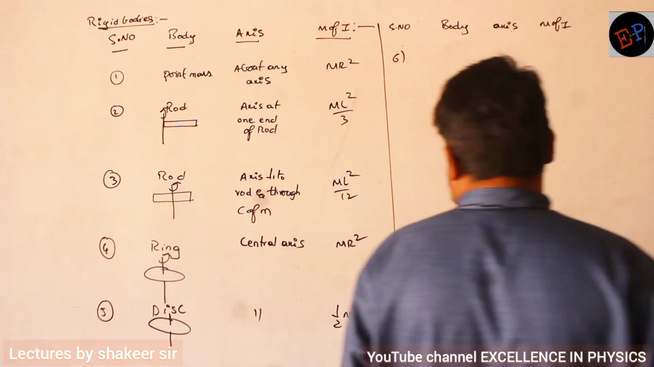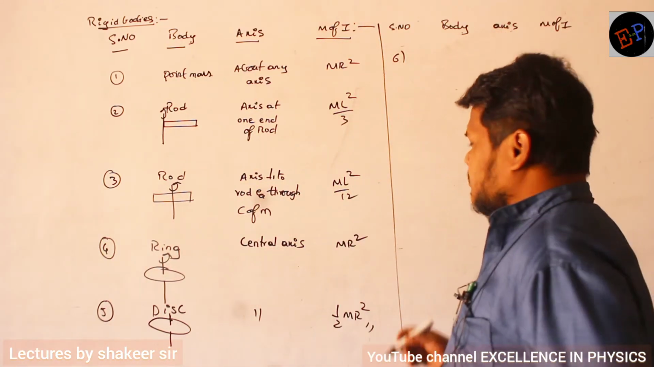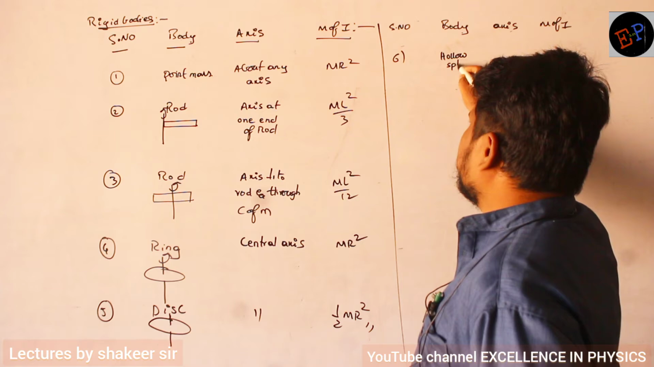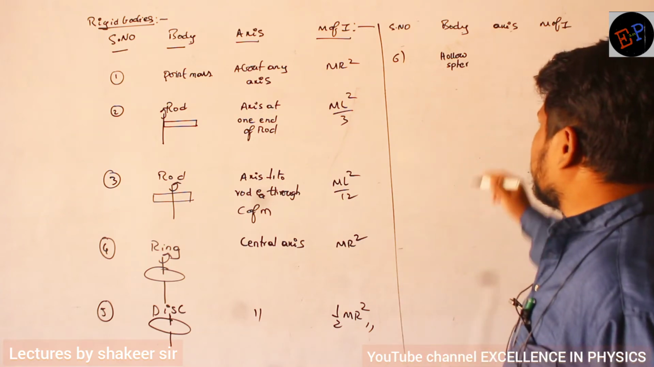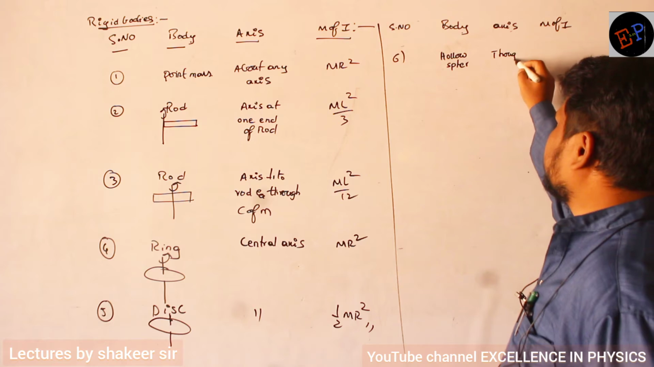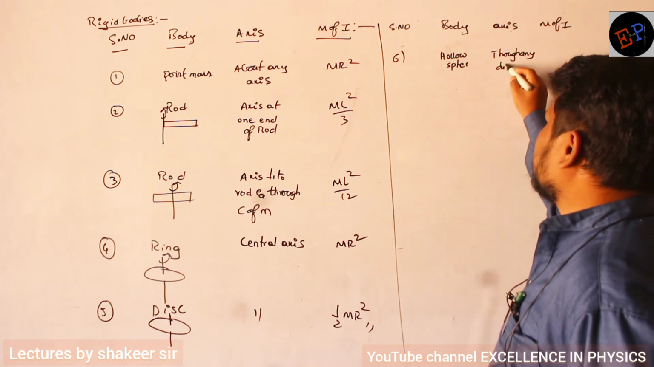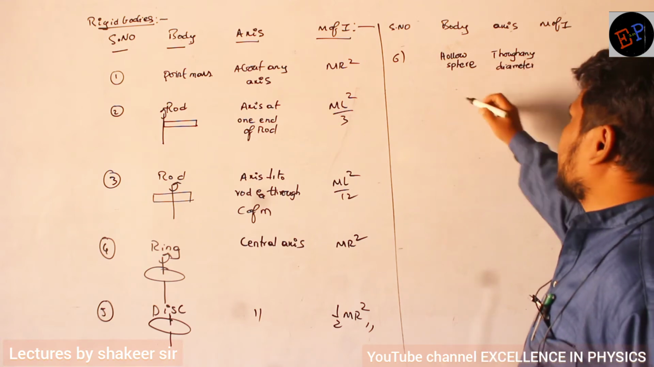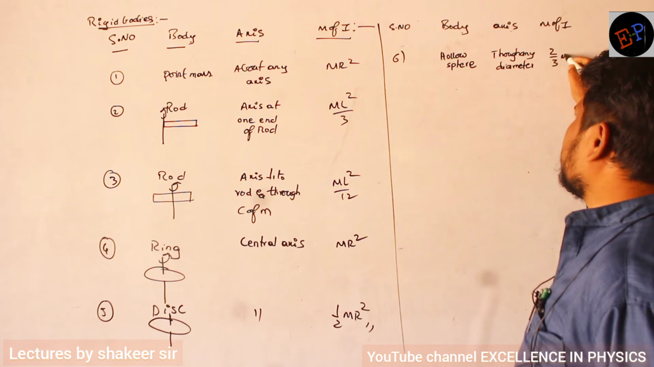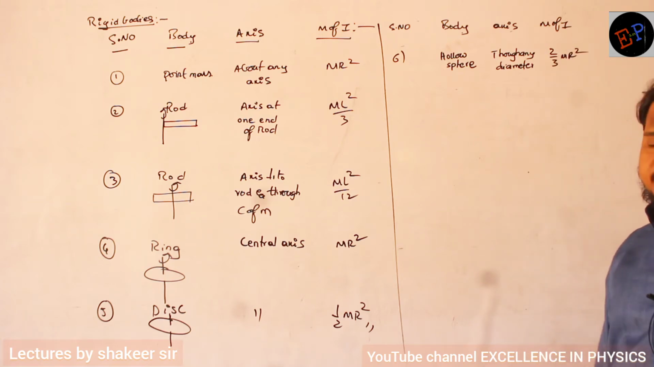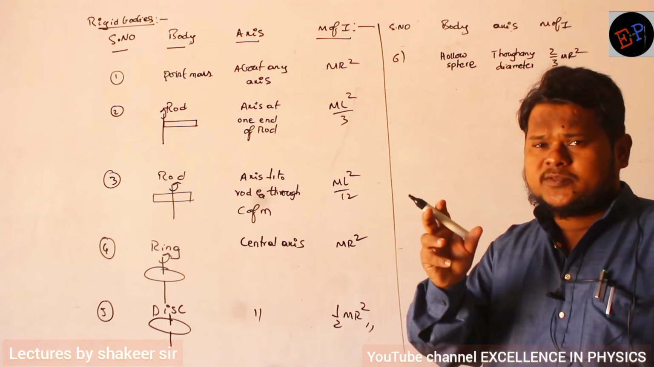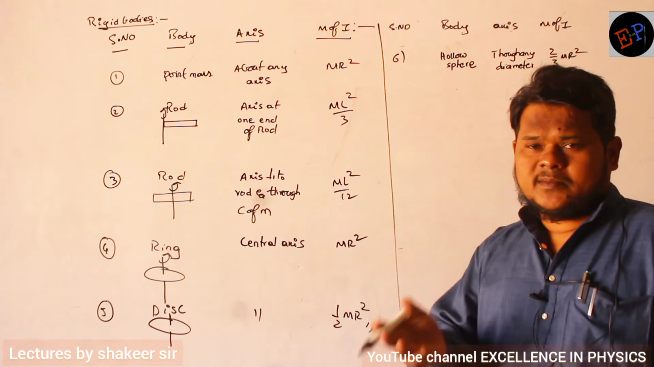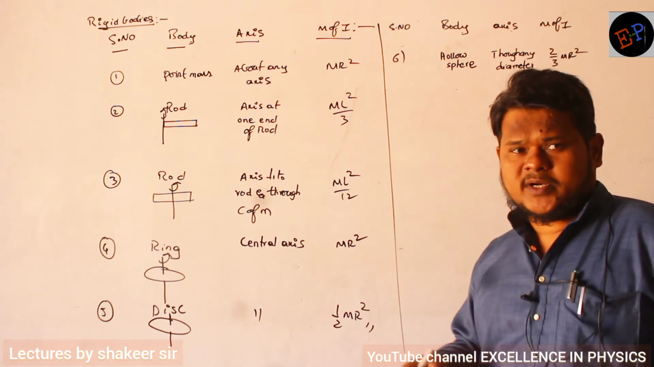Okay? So let us take one more body. Let us take a hollow sphere. The axis is through any diameter. Are you able to understand? So then it is 2 by 3 mr square for a hollow sphere. Hollow sphere means tennis balls, plastic balls, where mass is distributed only on the surface area. Mass is not present in the volume.